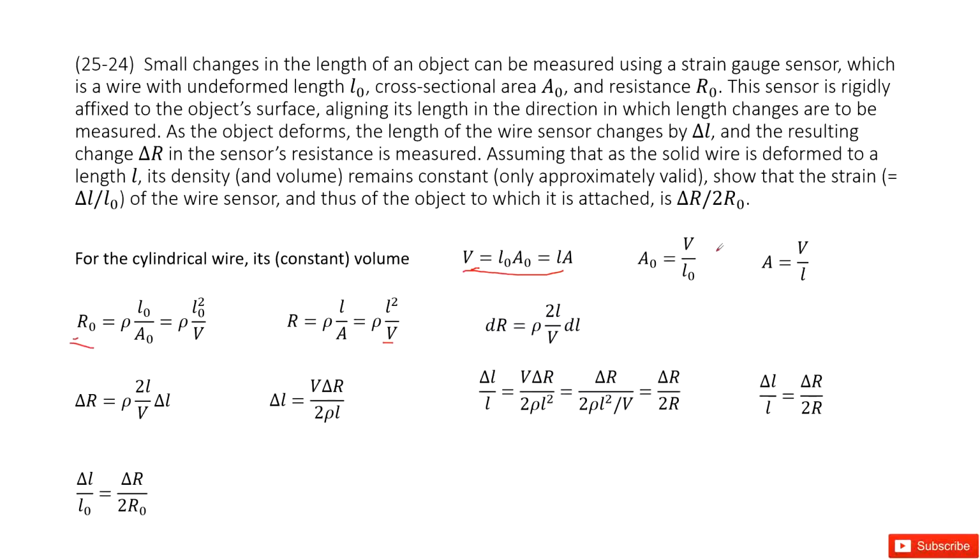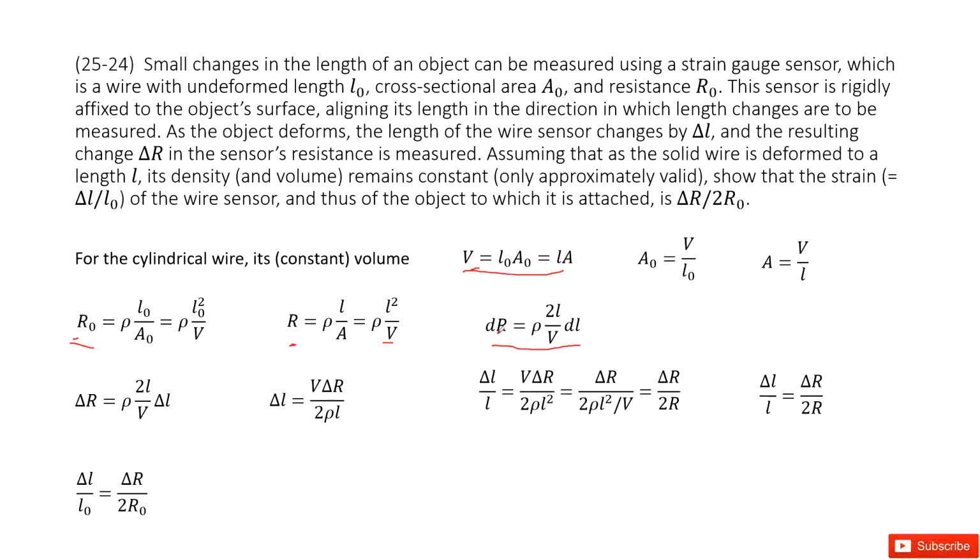Now it looks like we need to find the change of the length with the change of the resistance, right? So from this function, you can see R is a variable, rho is constant, V is constant, right? So it looks like you can find the relationship between R and L by using differentiation. From this function, you can see the derivative dR equals rho 2L divided by V dL. Do you agree? As we talked about, the derivative is an infinitesimally small fraction of change, right?